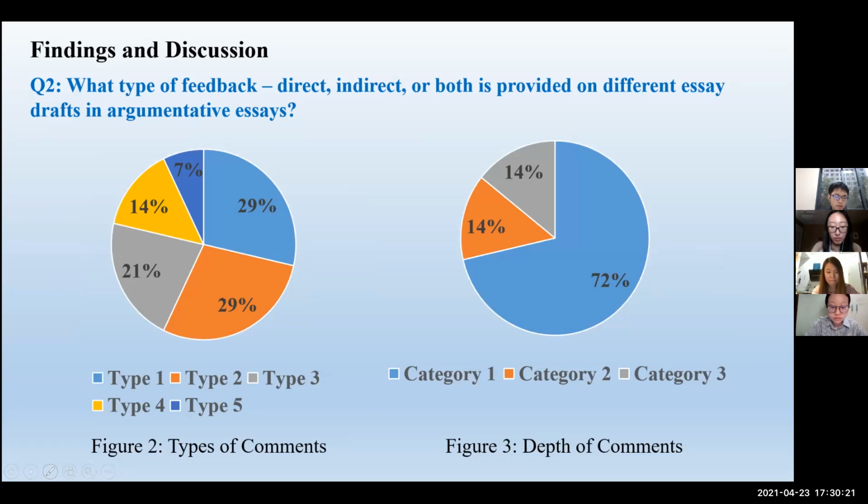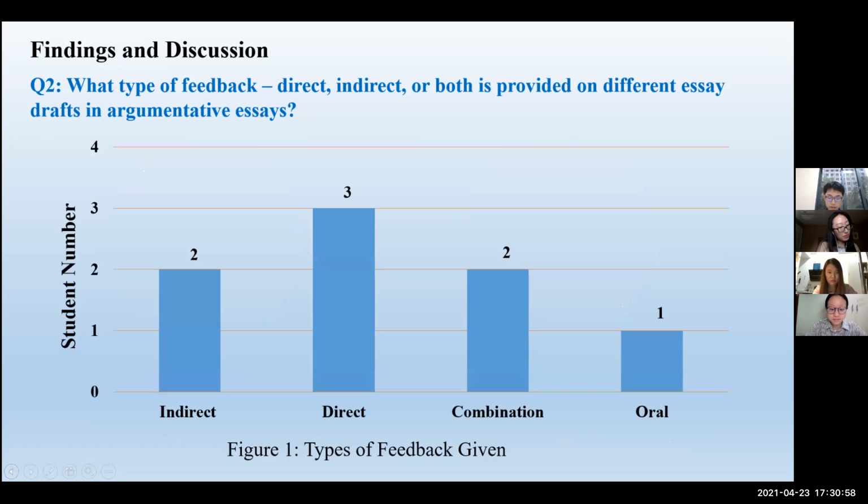Considering the comments given by the instructors, most of the revision work was based on direct correction, including language use, organization, and structure, referring to types 1 and 2. Furthermore, from types 4 and 5, we see there were very few positive and encouraging comments. Considering the depth of comments, most of the comments only indicated the error without suggestions or explanations. It could be one potential cause why students did not make any satisfactory improvement, as the next question stressed.